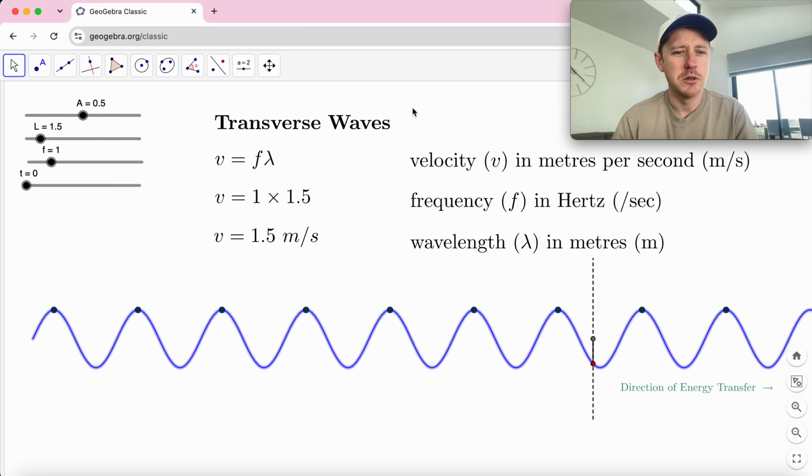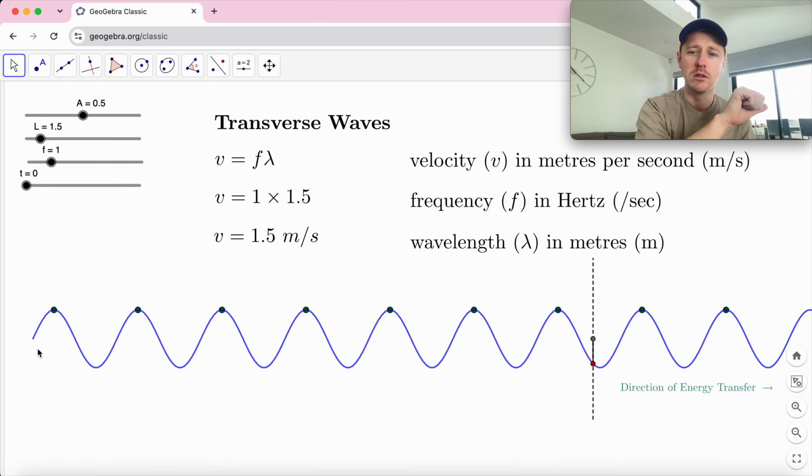A little bit different today, which is to look at transverse waves, and in particular looking at the wave equation, which is given here, V equals F lambda. Now, transverse waves is basically this situation where any particle in the medium is actually moving perpendicular to the direction of energy transfer. So I'll play this animation in a moment, but this wave you have to think is moving to the right. And so the direction of energy transfer we can see is to the right of screen.